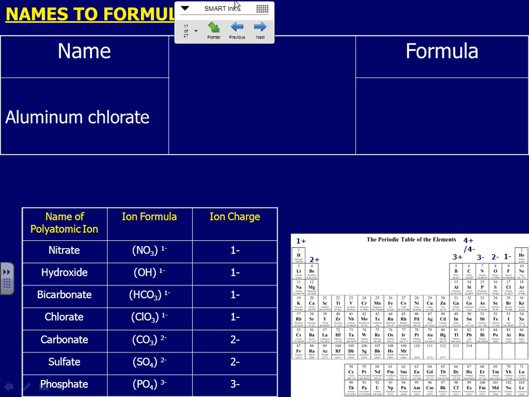And write down aluminum chlorate. That's it. We don't need all these big boxes and things like that. Again, names to formula, formula to names. You can see what we're doing here.